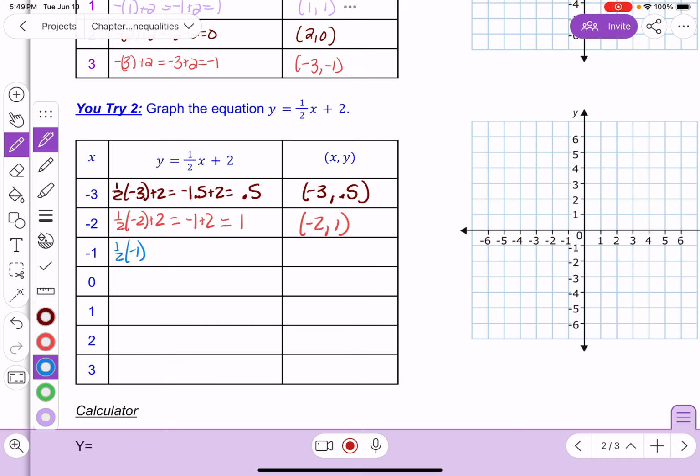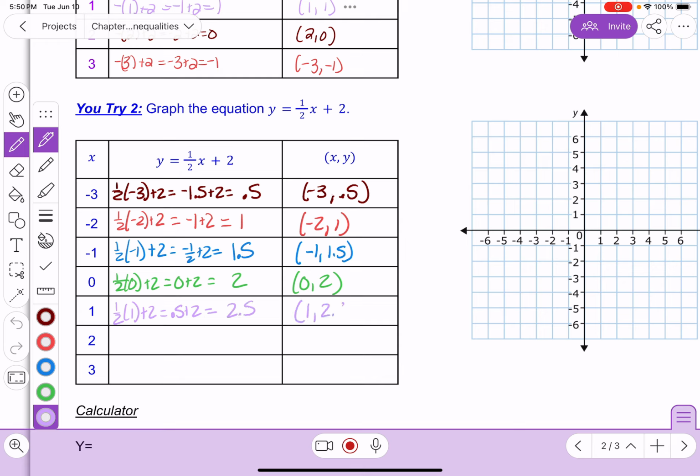Next point, 1/2 times negative 1 is negative 1/2. And negative 1/2 plus 2 becomes 1.5. So this becomes negative 1, 1.5. 1/2 times 0 is 0. So 0 plus 2 is 2. So you get 0 comma 2. 1/2 times 1 is 1/2. So 1/2 plus 2 is 2.5. So 1 comma 2.5.